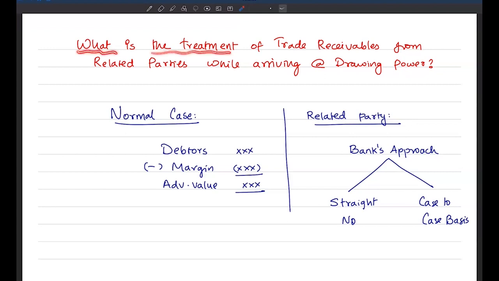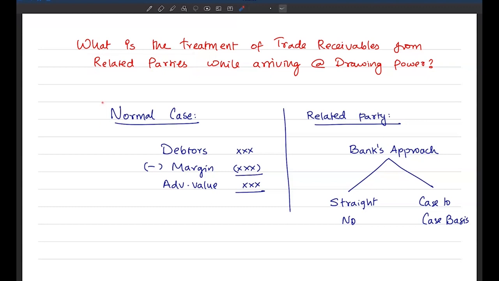What is the treatment of trade receivables from related parties while arriving at the drawing power? So this is mainly with reference to cash credit facility. For cash credit facility, disbursement will happen only on the basis of this drawing power, and this drawing power will be mainly calculated on inventory and receivables. Inventory, of course, is with them, but receivables are basically money that has to be collected from customers. So here the question is, what will happen if those customers' trade receivables are actually related parties?